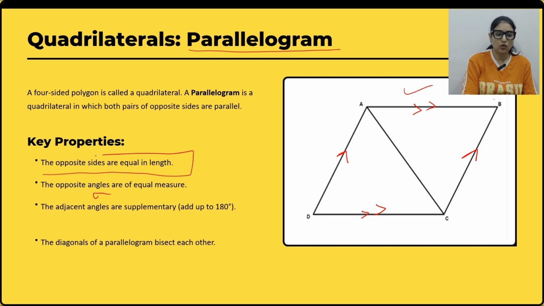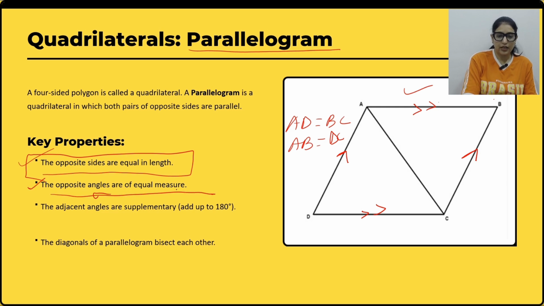Now you have to practice all these properties which I will be discussing for each and every special quadrilateral, because these will be used to solve your questions, right? So here opposite sides, AD will be equal to BC and AB will be equal to DC. Their measurement will always be equal. Next property, the opposite angles are of equal measure. Angle A will be exactly equal to angle C, and angle D will be exactly equal to angle B. Clear? So opposite angles of a parallelogram are equal to each other.